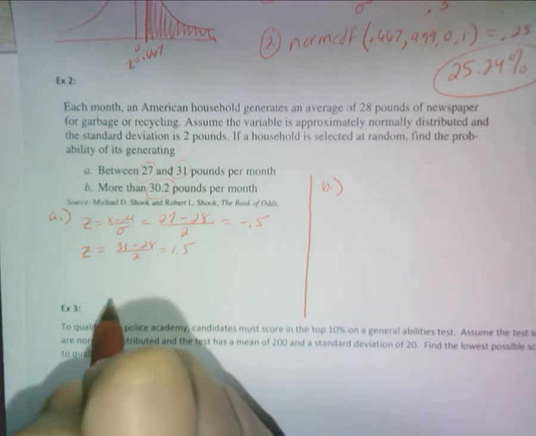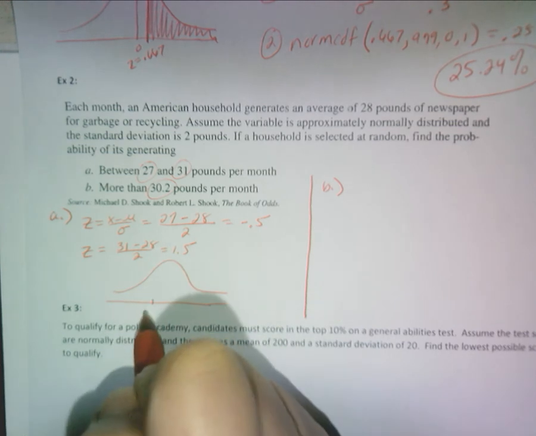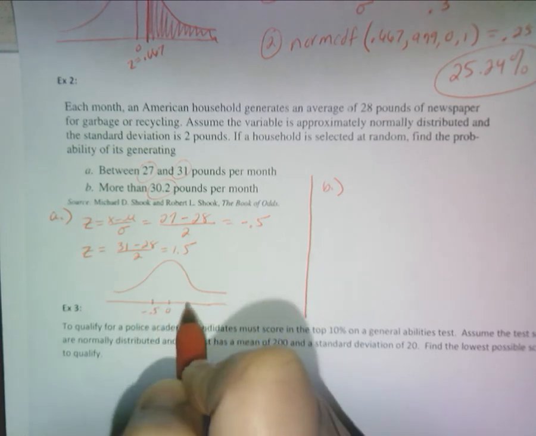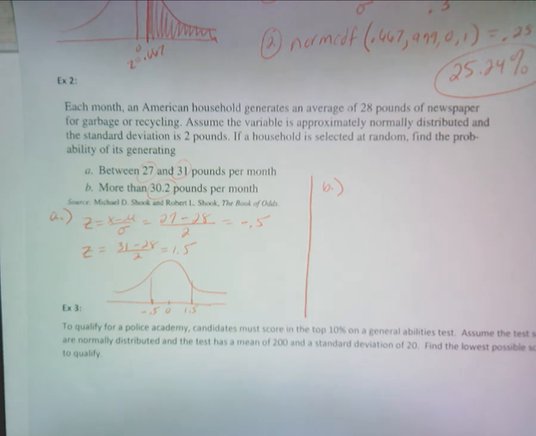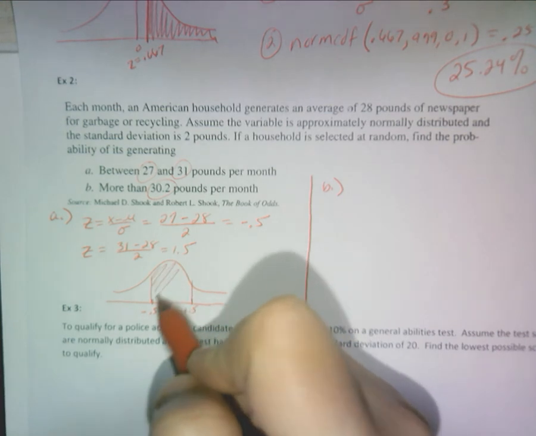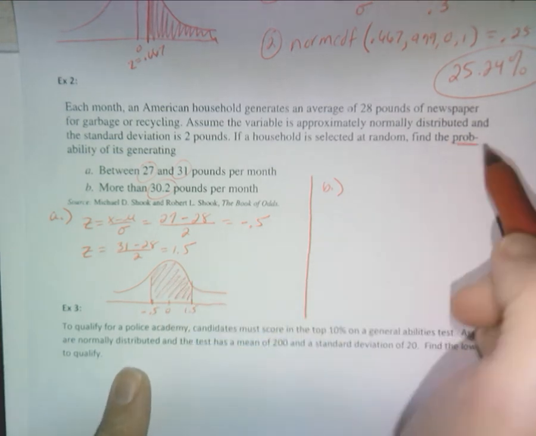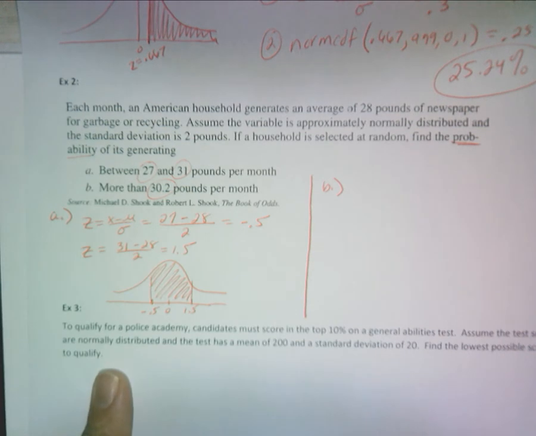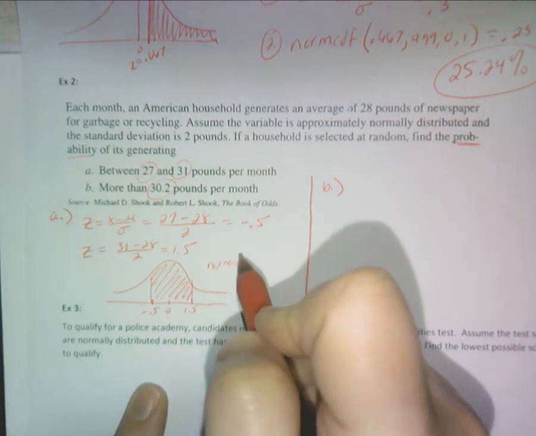So now when I go to draw this picture, I have negative 0.5 here. Here's 0. Here's like 1.5. Where do I shade if I'm between? In between, yeah, okay. Now I want to find the area. I want to find the probability is the word they used. Same thing as area. So I go to norm CDF.